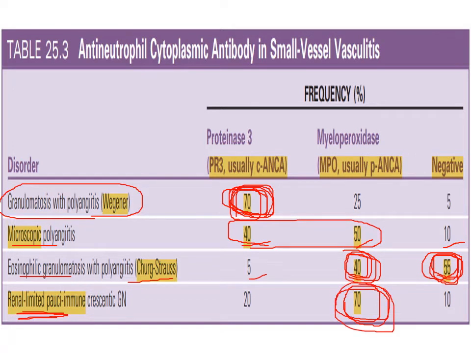B ANCA positive. So again, Wegener mainly C ANCA, microscopic polyangiitis C ANCA and B ANCA, Churg-Strauss mainly B ANCA and negative for ANCA, renal limited vasculitis mainly B ANCA. Very important slide for your practice and for the exams as well.